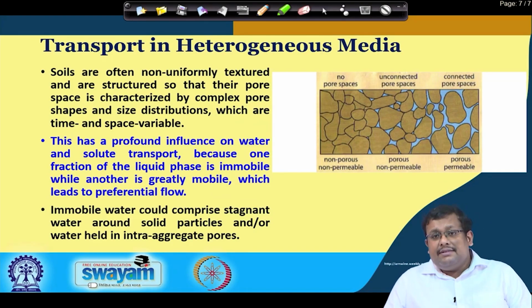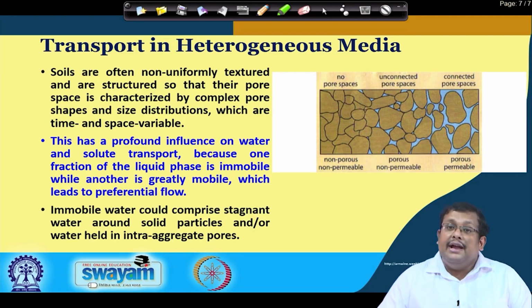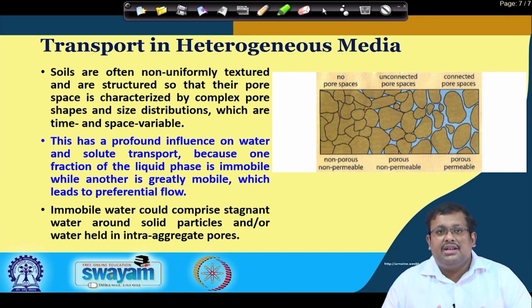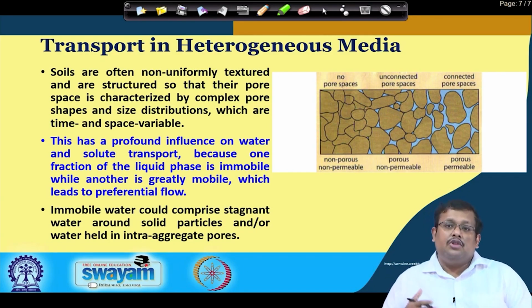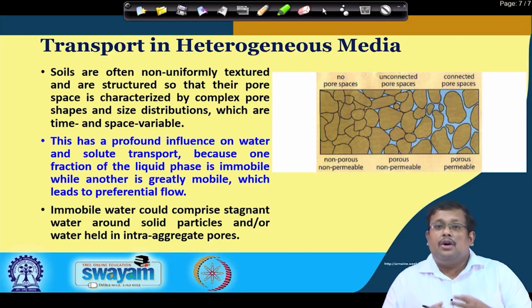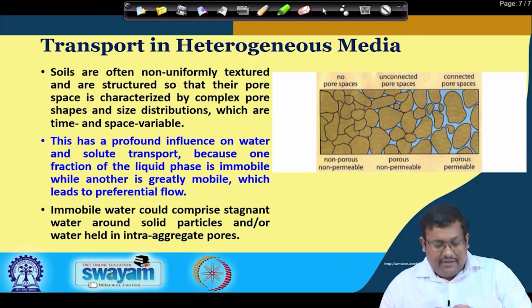Now, let us talk about the next important topic, that is transport in heterogeneous media. Now, you know that soil is a very complex heterogeneous mixture. It has both micropores and macropores, and these pores are also interrelated. So, it is basically a very complex network of pores and also the solid and liquid phases.